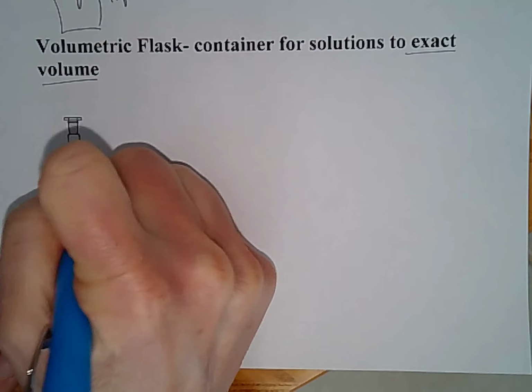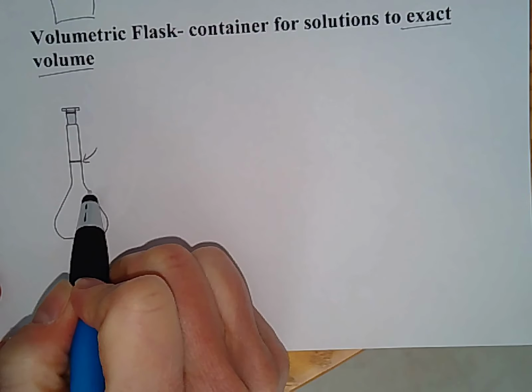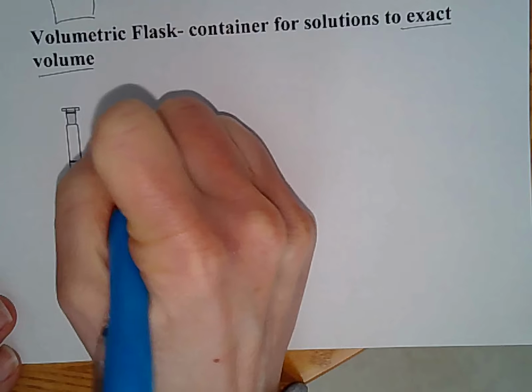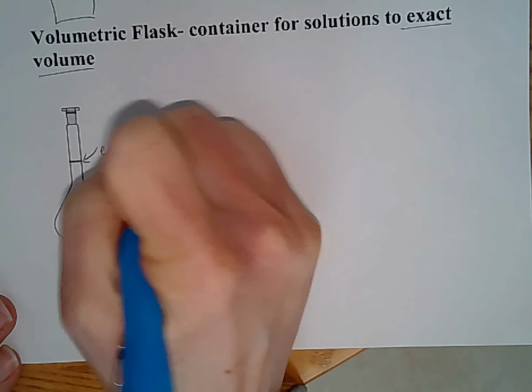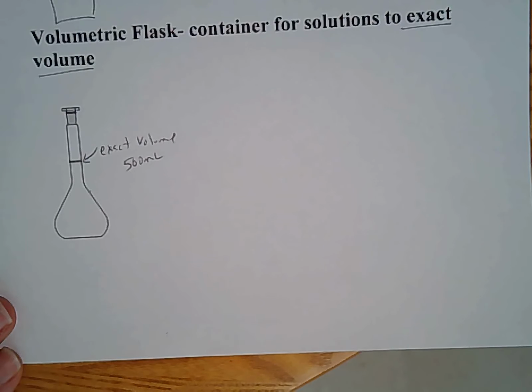Okay, so this is what chemists use all of the time if they want to make an exact volume of something. Now, what is key in both of these is there's a line on the neck of the pipette and on the neck of the volumetric flask. This is an exact volume. So let's say this is an exact volume of 500 mils. So when they made this container, they made it to be exactly 500 mils.